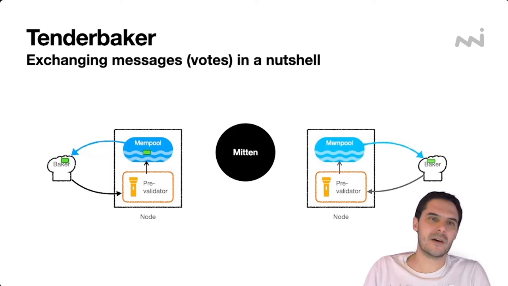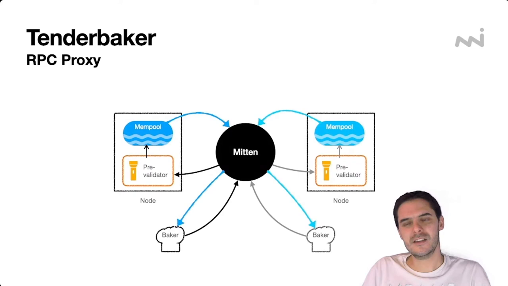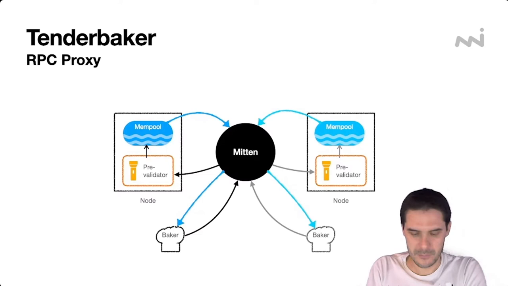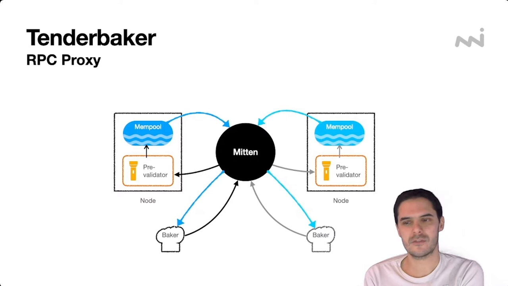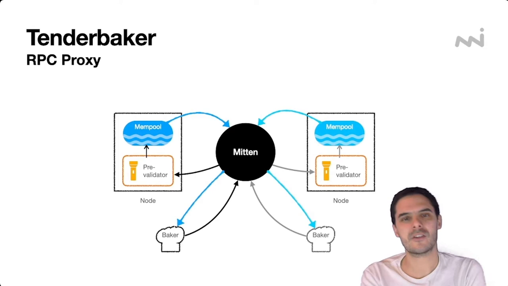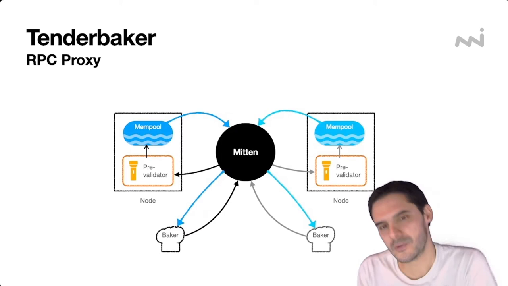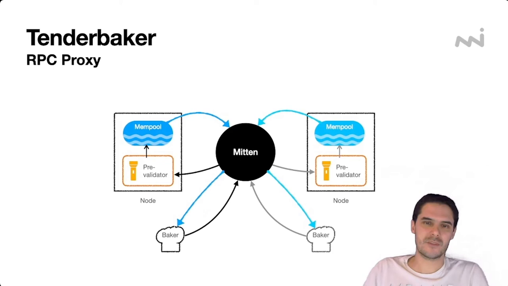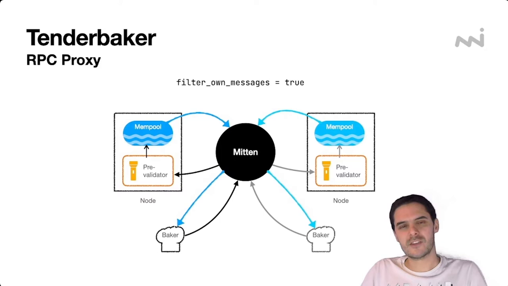So we've added an RPC proxy to Mitten, which basically makes Mitten able to observe messages that are sent between the baker and his node. So in this case, we will see injection of blocks or operations that go from the baker to Mitten and then to the prevalidator, or we'll also be able to observe operations that the baker gets from his own mempool, and so we will be able to block a specific operation. So we'll be able to block a baker from seeing his own operation, which should not happen in practice, but sometimes we want to do that, or we want to observe them at least. And this is what we can do if we set filter on message equal true in the scenario.